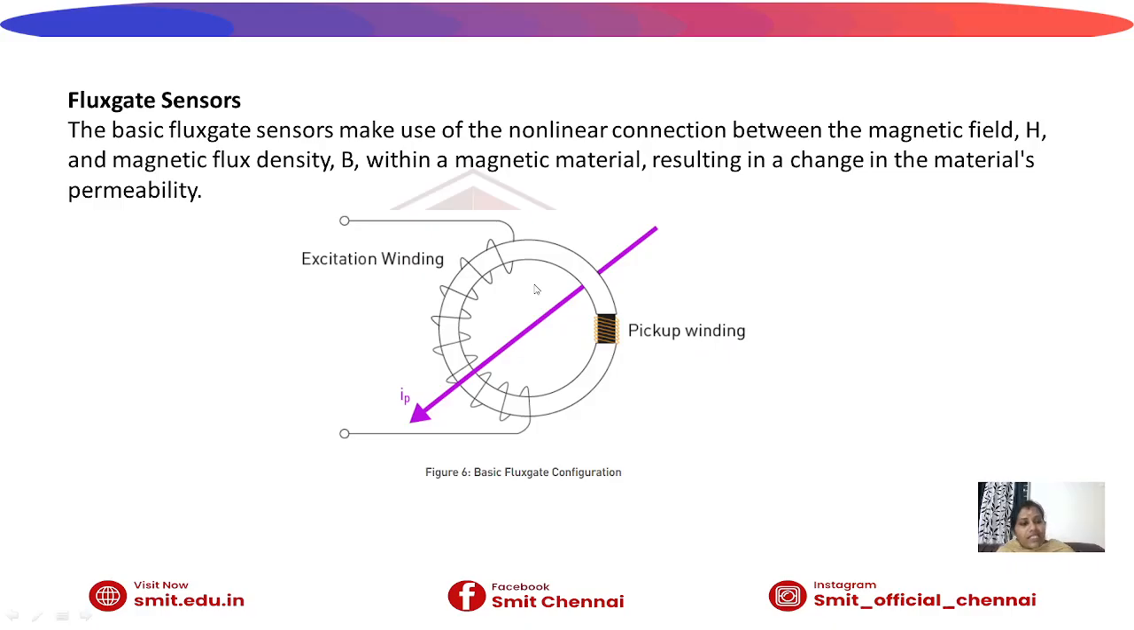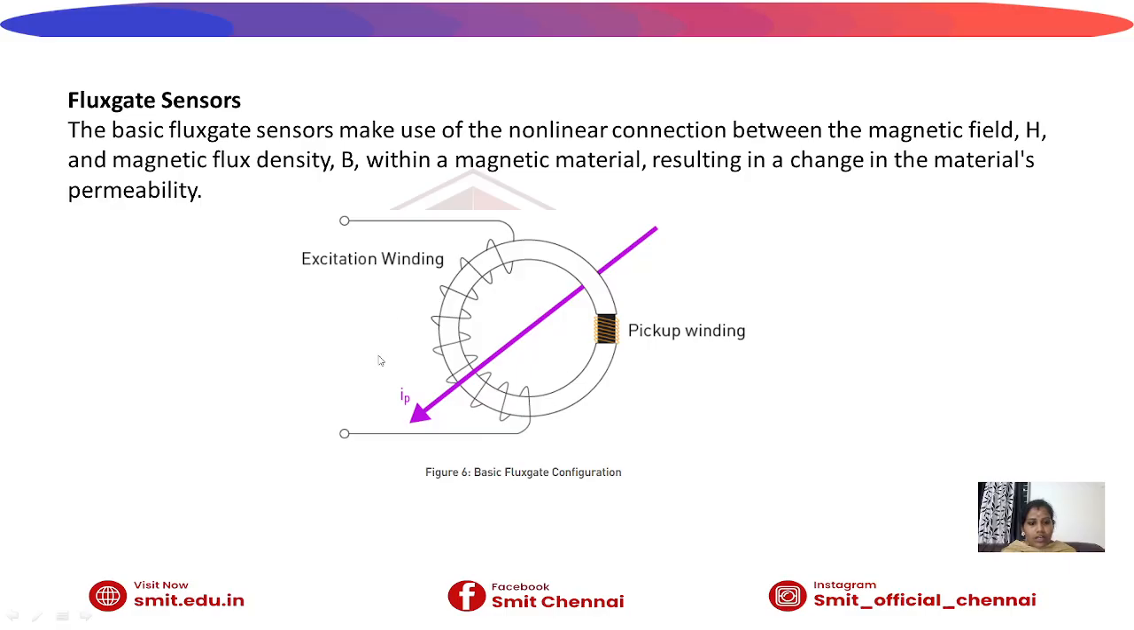Next one is the flux gate sensor. The basic flux gate sensors make use of the non-linear connection between magnetic field H and magnetic flux density B within a magnetic material, resulting in a change in the material's permeability. What will be the change? The permeability will change because of the non-linear relation between H and B.